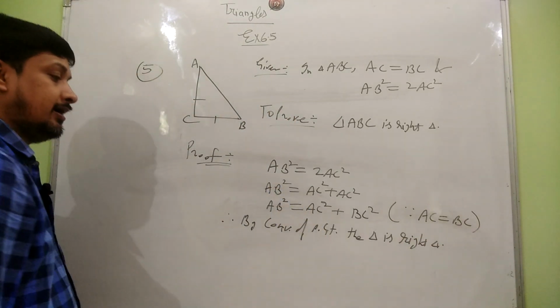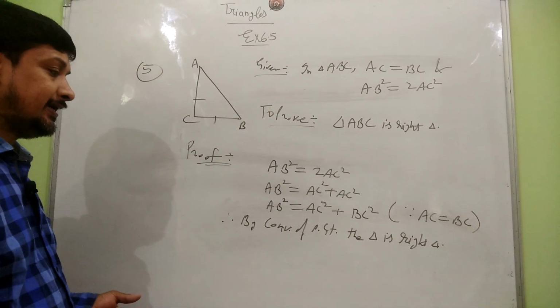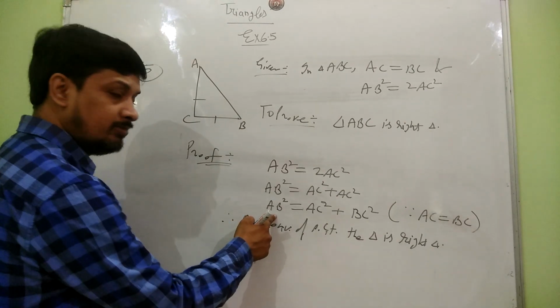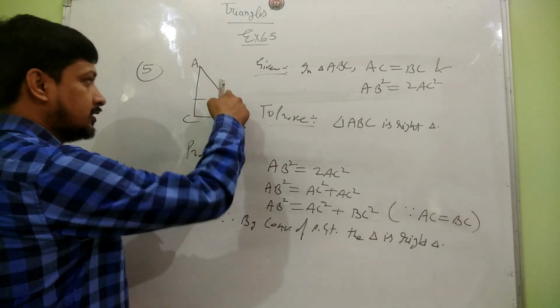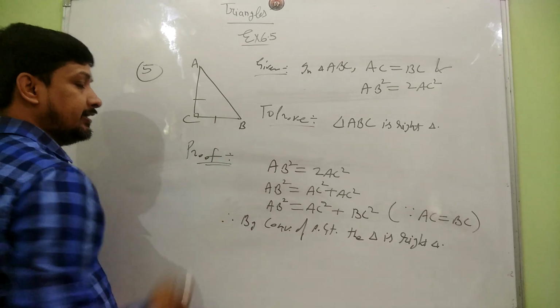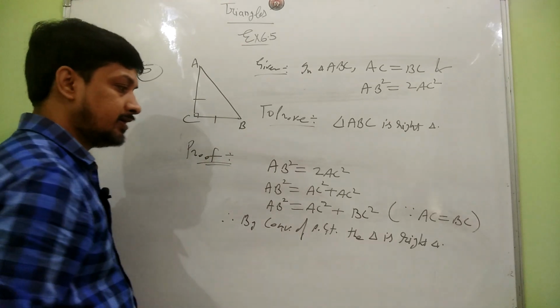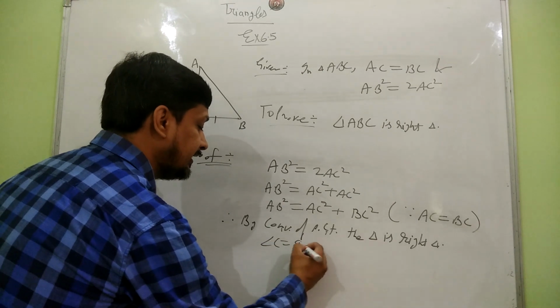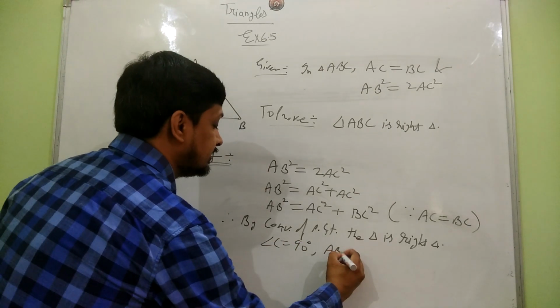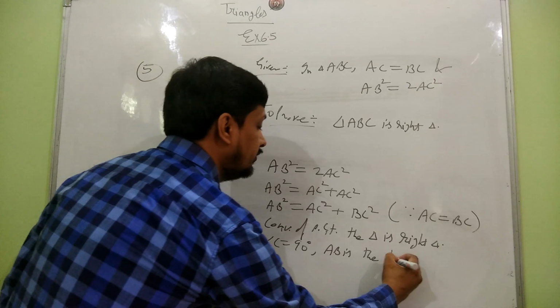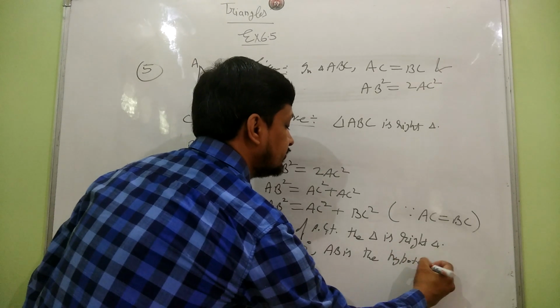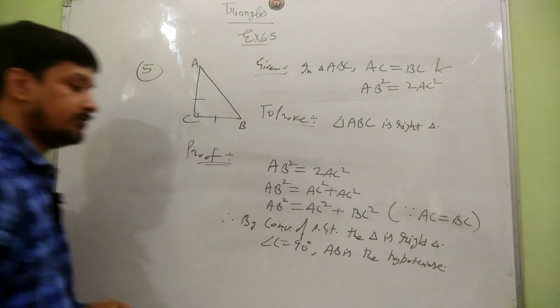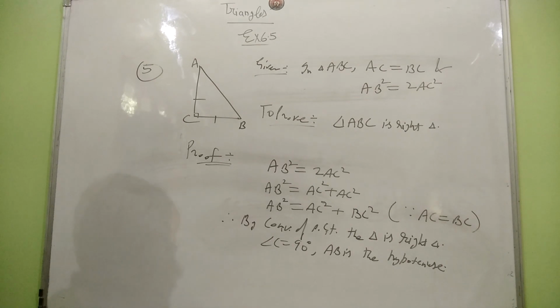And which angle will be 90 degrees? Obviously, it will be the one opposite the hypotenuse. So this angle will be 90 degrees. It is not asked, but if it is asked somewhere, you can write angle C is 90 degrees and AB is the hypotenuse. So it's very simple. Just note this down.